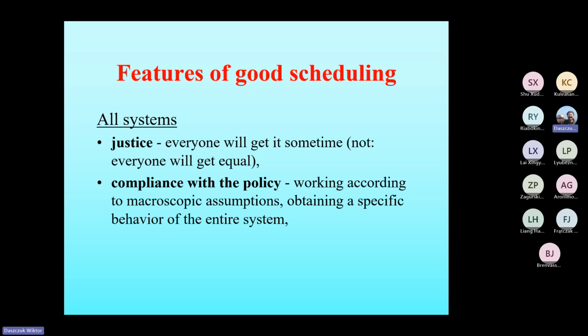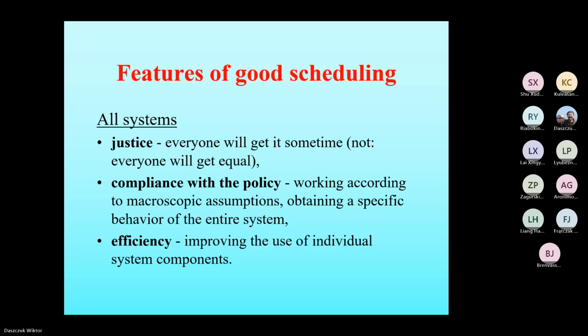So we impose some macroscopic properties on the system, and the scheduler should treat the processes to match the general assumptions of the computing system. Efficiency, of course, is important. If we can choose between less and more efficient, we always choose the more efficient allocation strategy.